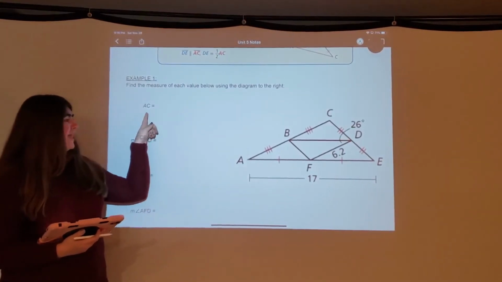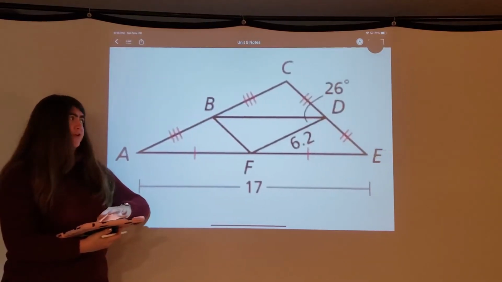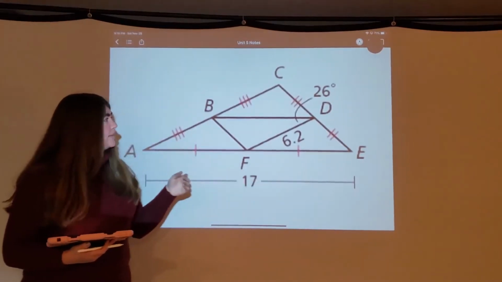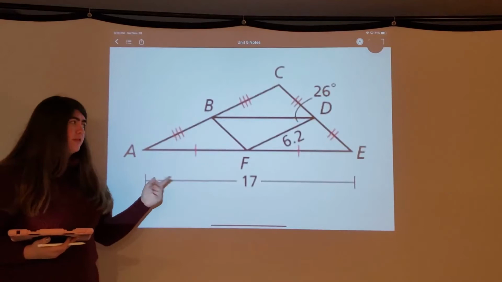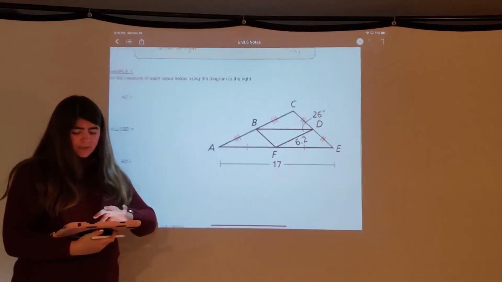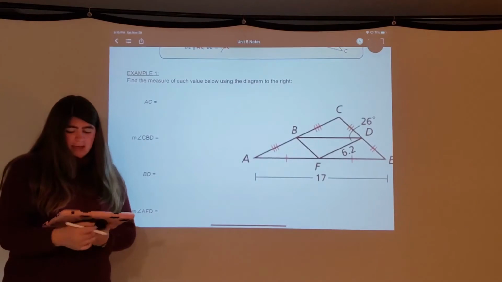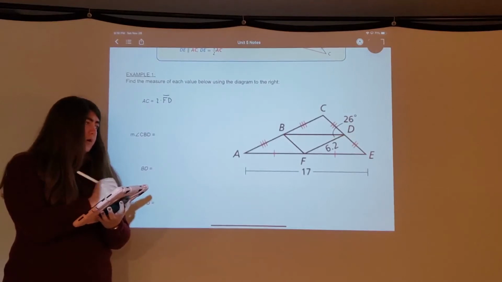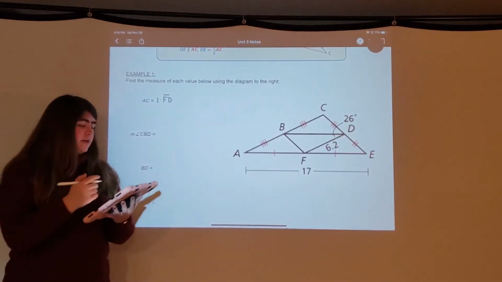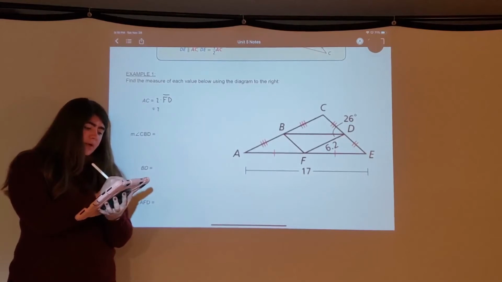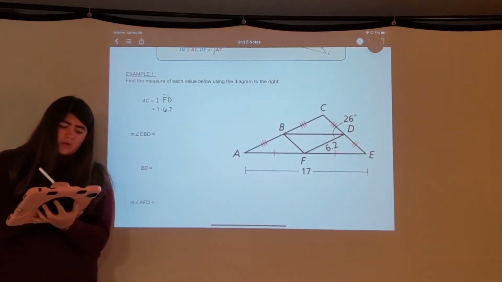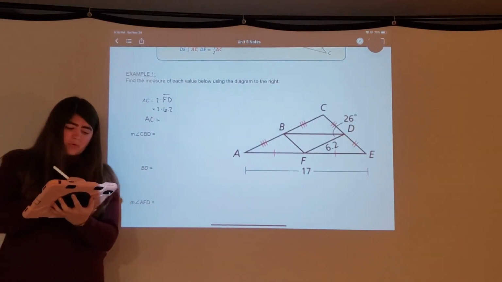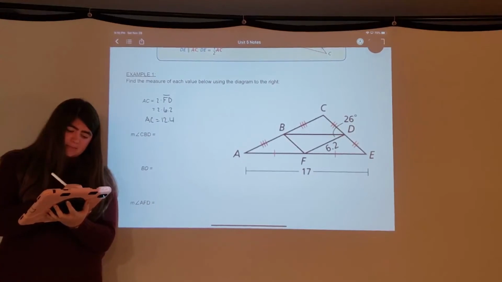The first one is AC, and if I'm looking at this diagram over here, I'm noticing that AC is parallel with FD, and I don't know the length of AC, but I do know the length of FD. And because of our triangle mid-segment theorem, I can say that AC is equal to 2 times the length of FD, or FD is equal to 1/2 AC. So I can replace FD with what I know it to equal, which is 6.2, which means that AC must be equal to 6.2 times 2, which is 12.4. So that is the length of AC.